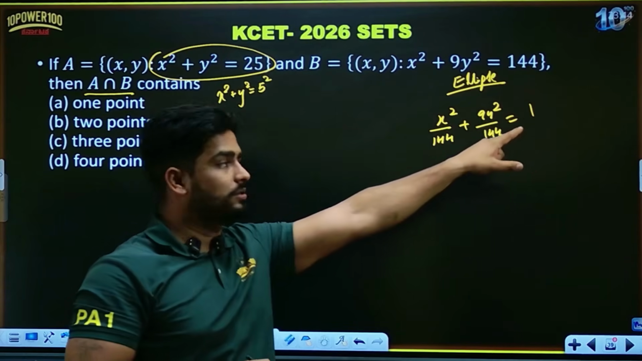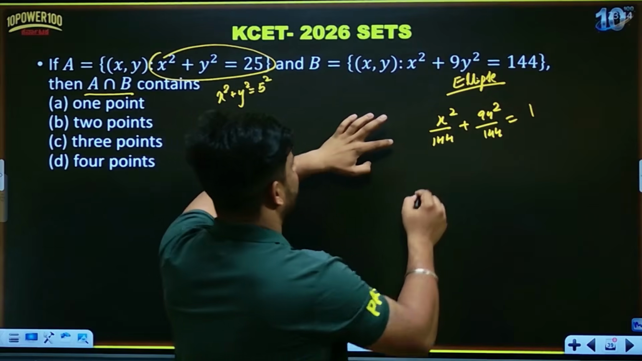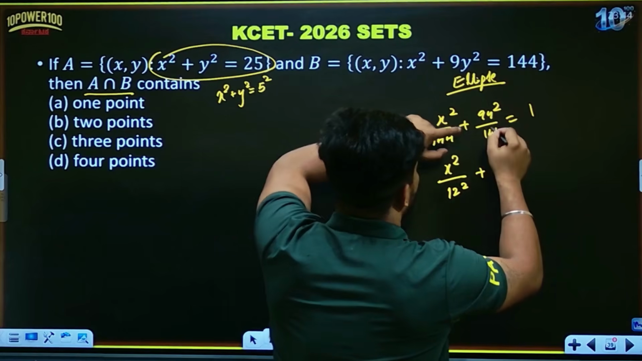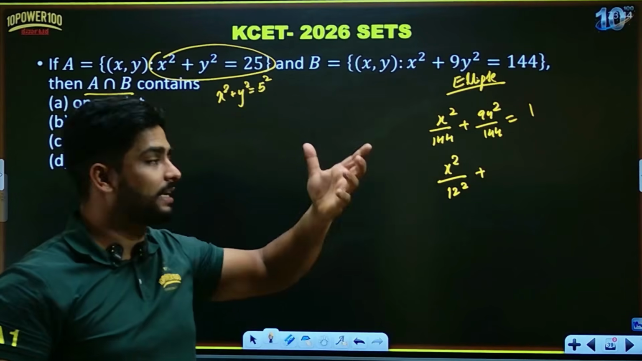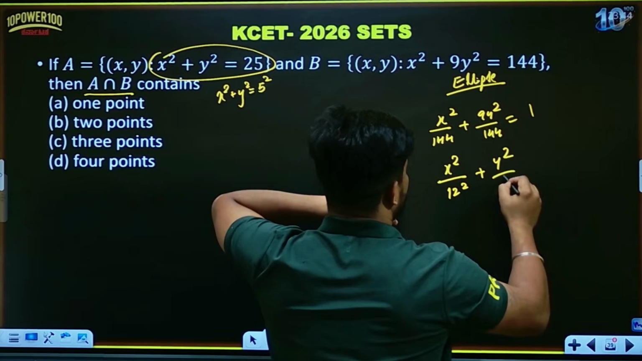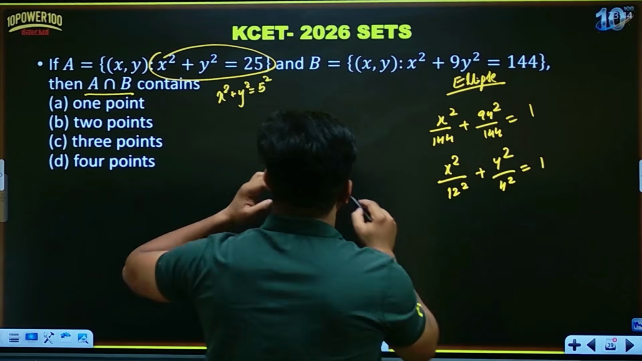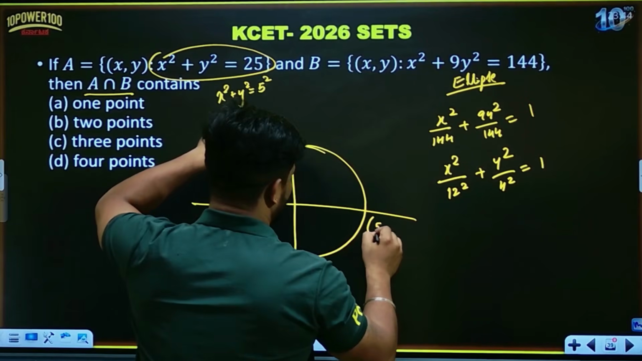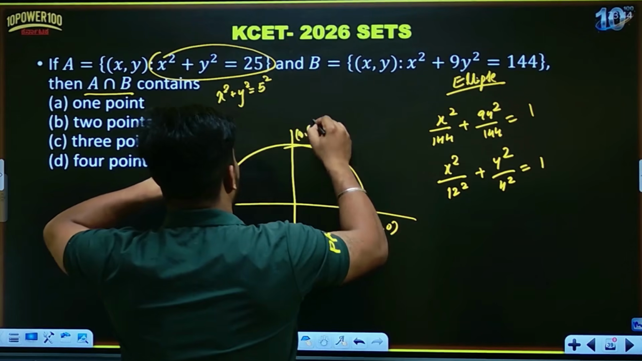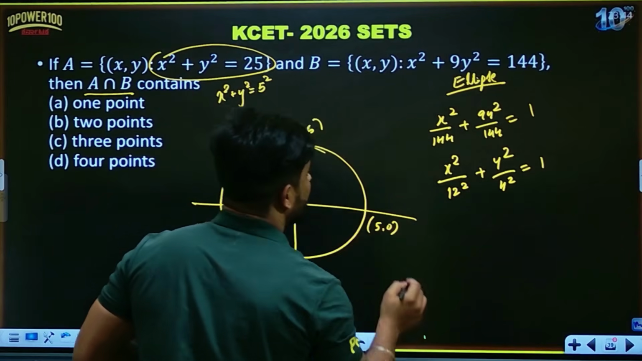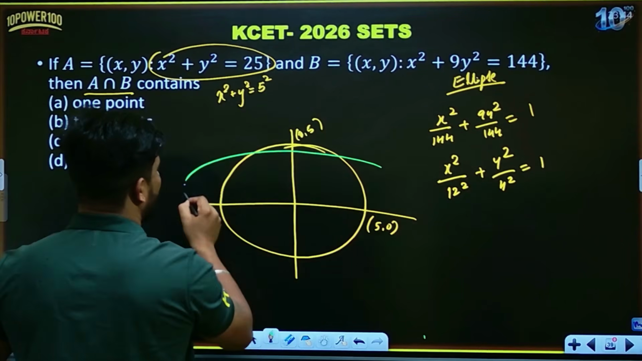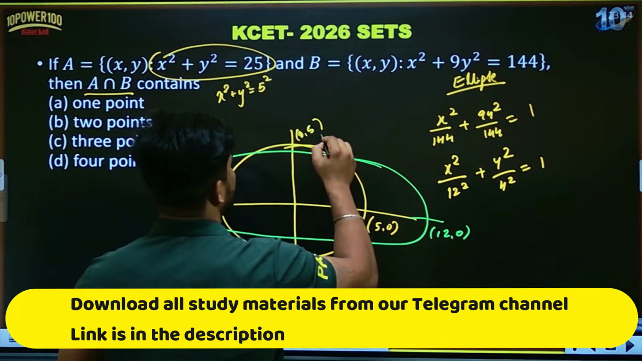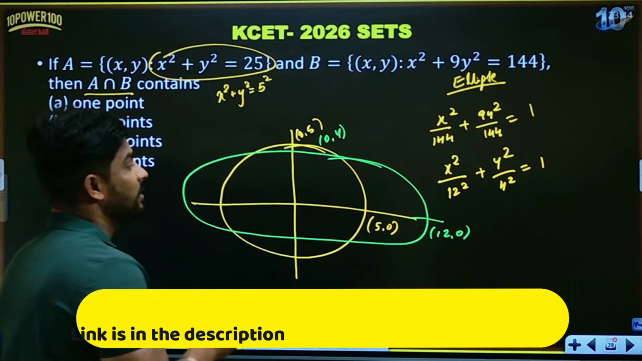144 by 144 is 1. I'm just making an equation of an ellipse. So I can write it as x square by 144, which is 12 square, plus 9y square by 144, where 144 divided by 9 is 16, so y square by 16, that is 4 square, is equal to 1. Now let's draw the circle first: it passes through 5,0 and 0,5. So this is the equation of the circle. Now the ellipse comes like this, through 12,0 and 0,4.